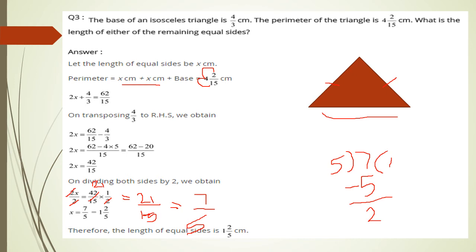The denominator never changes; it remains as it is. Write down the 5 as it is. See here, the remainder is there. We consider this remainder as the numerator. Write down the remainder as numerator, which is 2. So we can write 7 by 5 as 1 and 2 by 5. Therefore, the length of the equal sides is 1 and 2 by 5 centimeter. I hope you understood this problem, children. Let us move on to the next question.